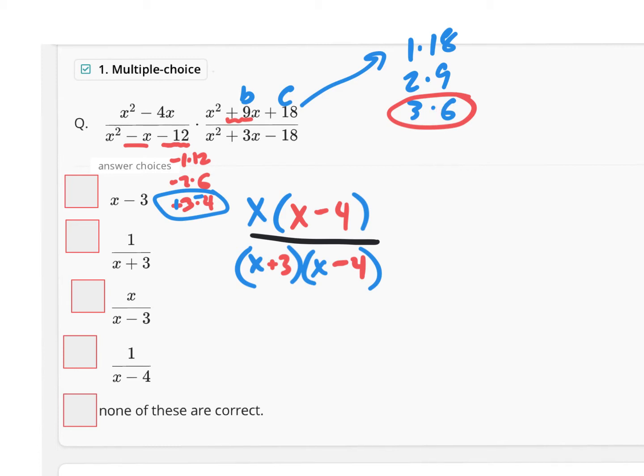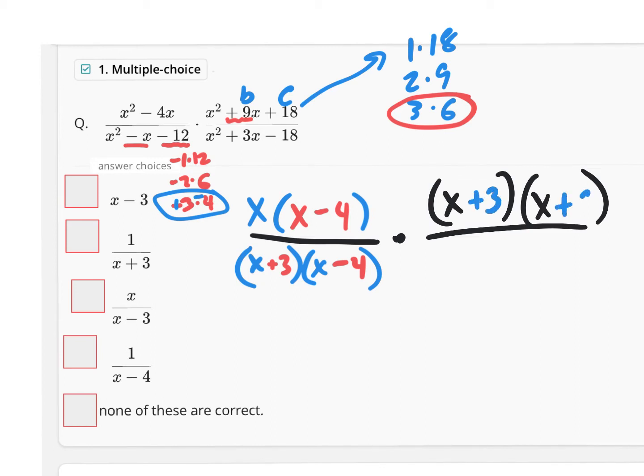So let's go to the second fraction. It is a multiplication sign in between them. The second fraction will factor to x, and of course that pair of numbers works perfectly, the plus 3 and the plus 6. And last but not least, x squared plus 3x minus 18.